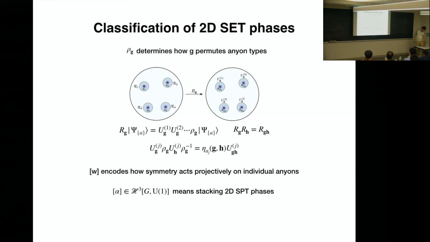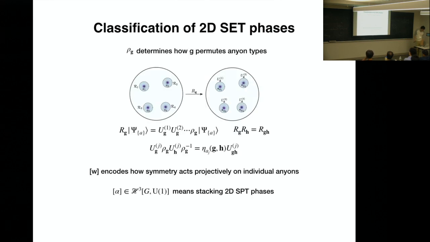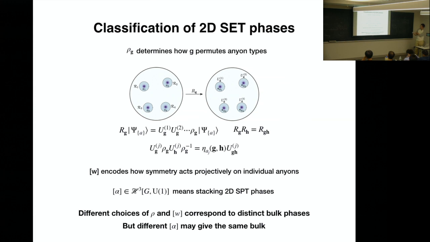I'm going to, just for the sake of time, have to skip this, but not the last comments. So I'm going to use this w to denote the symmetry fractionalization class. That's basically how anyons individually transform under symmetry projectively. And then there's H^3 that characterizes the SPT you stack on top of your SET. So different choices of this rho, the permutation, and also the fractionalization class correspond to distinct bulk phases, up to some equivalence under rho, basically.